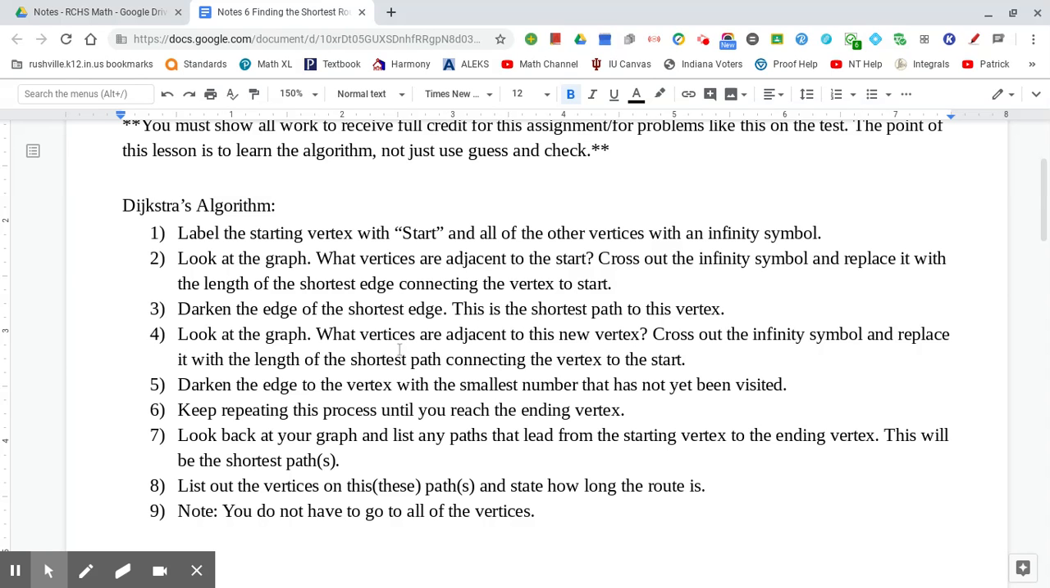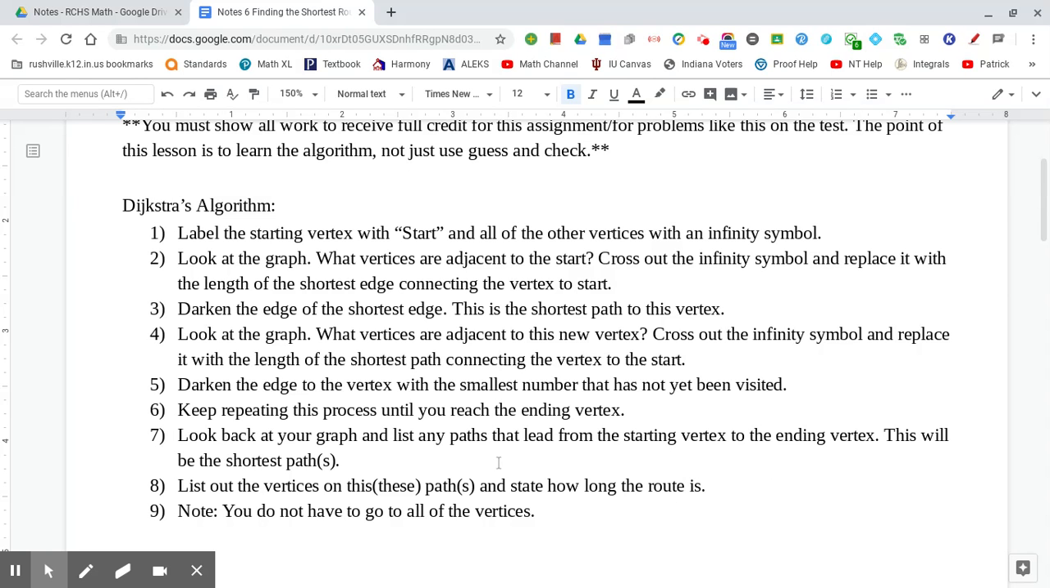And then you're going to actually travel there. You're going to look at your graph and figure out, okay, from here, where can I go? And then you're going to do the same thing. You're going to cross out the infinity symbols and put the distance to go from here. Then you're going to darken the edge that has the smallest number associated with a vertex that you haven't yet been to. And you're going to keep repeating this process until you get to your end.